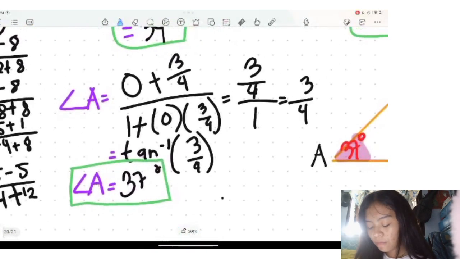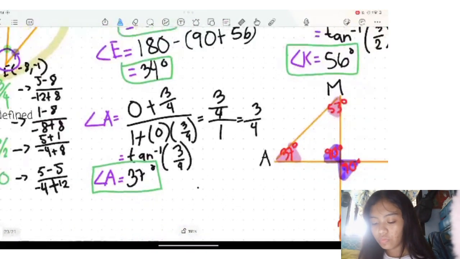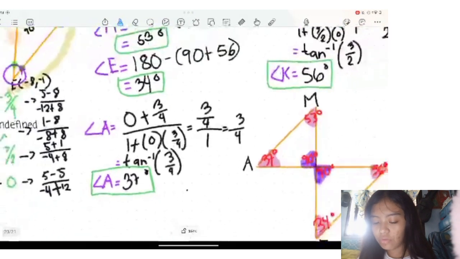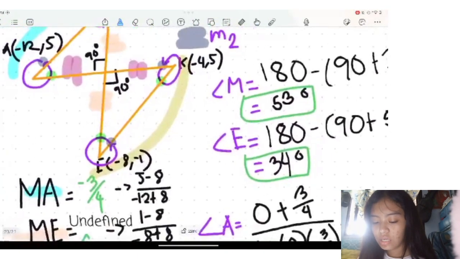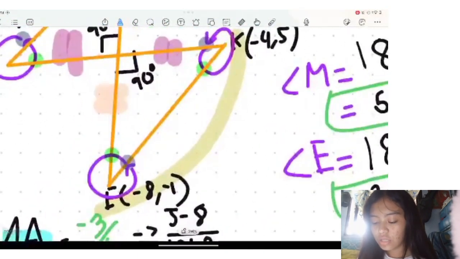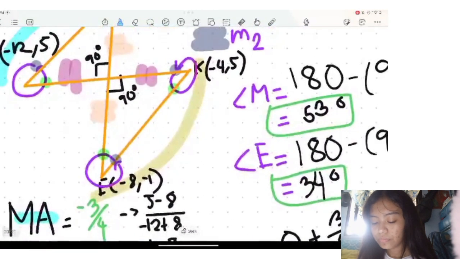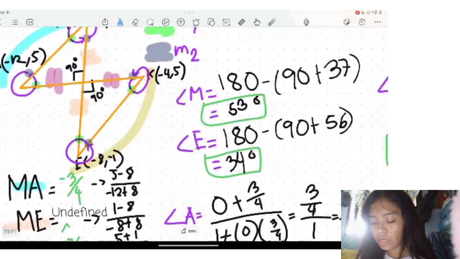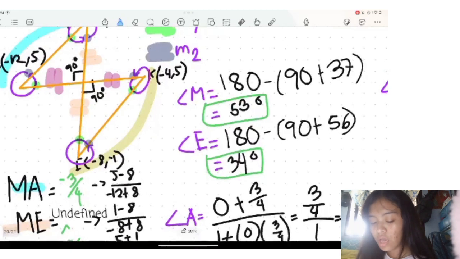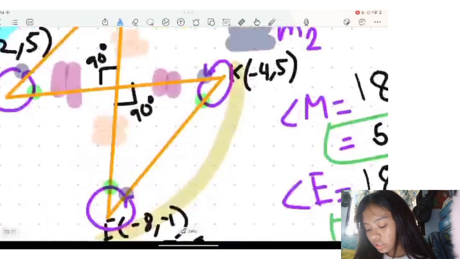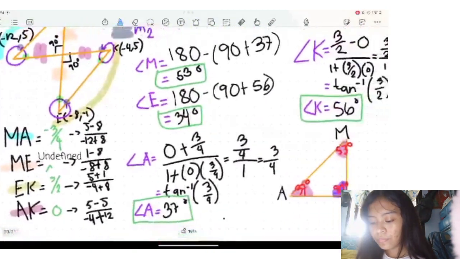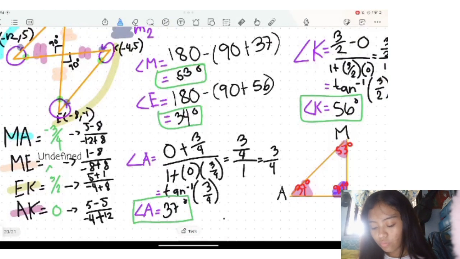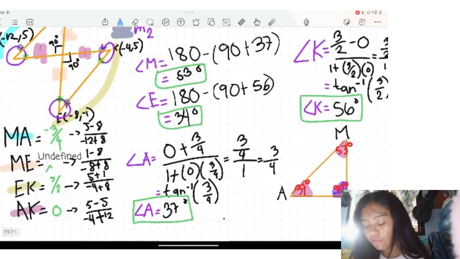Ginamit ko yung formula. Dahil sa pag-guhit natin ng counterclockwise sa angle, kung ano yung unang maglaland dun sa circle, ayun yung m sub 1. Kung anong tinuturo ng arm, ayun yung m sub 2. So, ang m sub 1 ng A ay yung AK, which is 0. Then, yung m sub 2 niya is yung MA, which is negative 3/4.